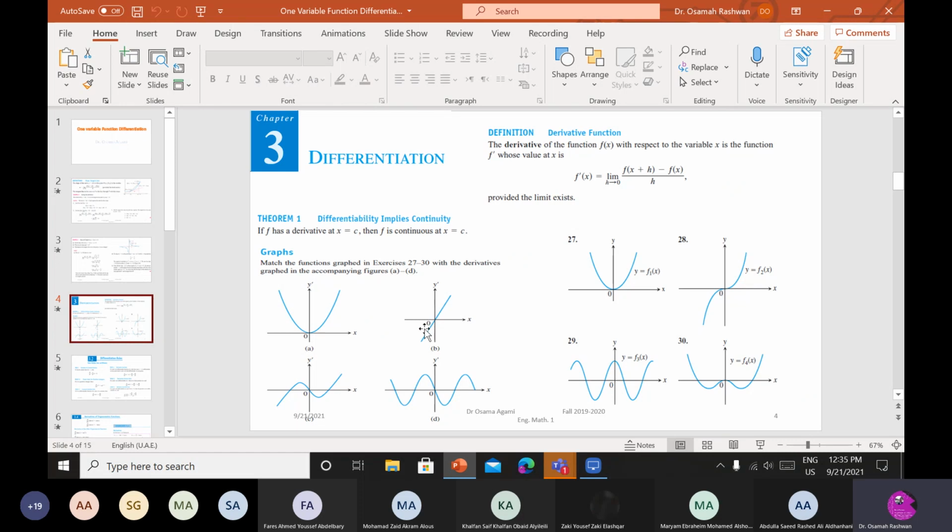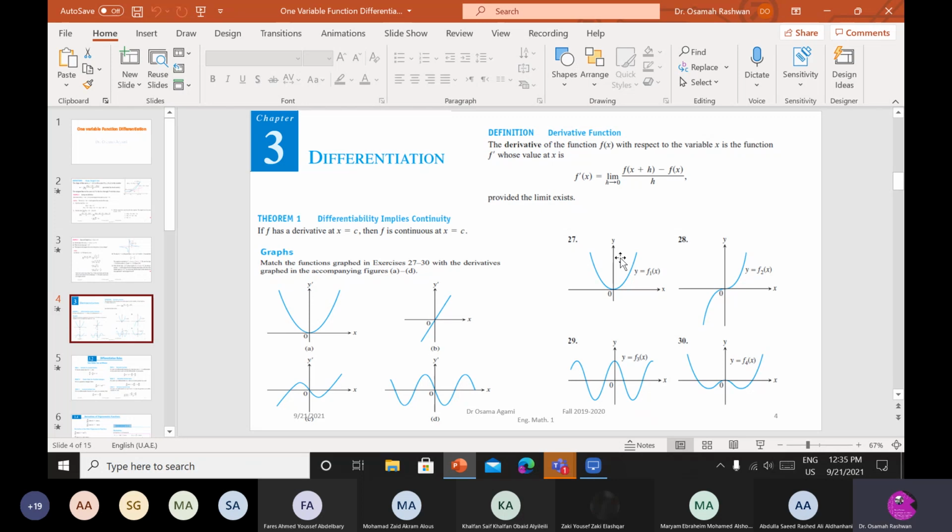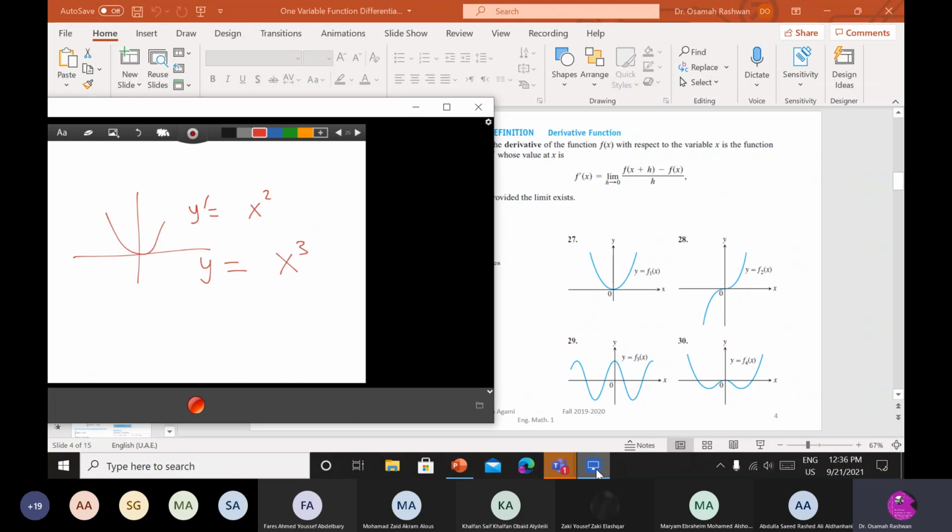So which one is connected to this line? 27. So 27 is linked to B. This is a parabola, this is a parabola. So this is the derivative. The derivative has x to the power 2, so the original has x to the power what? 3. Now, x to the power 3, which curve goes with y equals x to the power 3?